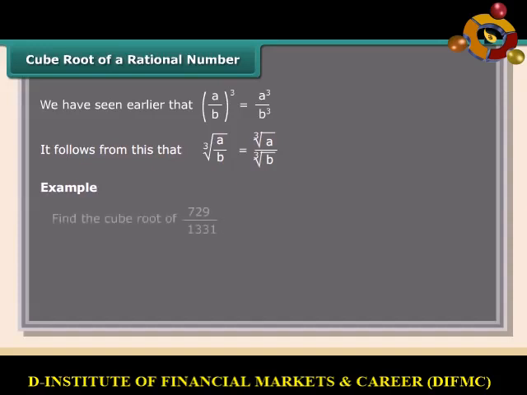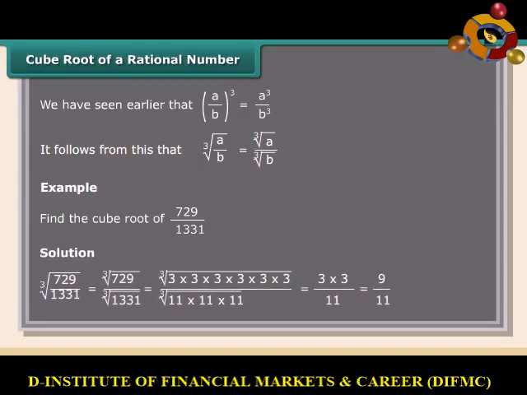Example: find the cube root of 729 upon 1331. Solution: cube root of 729/1331 is equal to cube root of 729 upon cube root of 1331, which is equal to cube root of 3 × 3 × 3 × 3 × 3 × 3 upon cube root of 11 × 11 × 11, which is equal to 3 × 3 upon 11, which equals 9 upon 11.